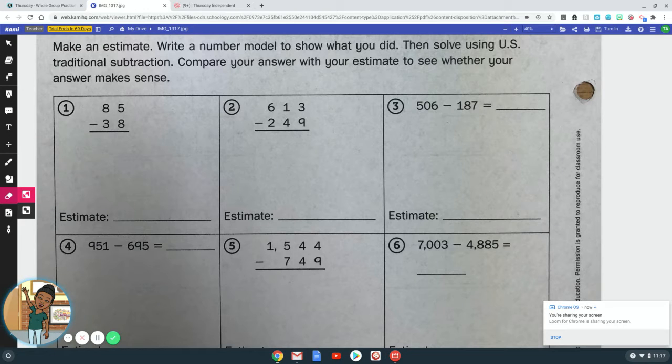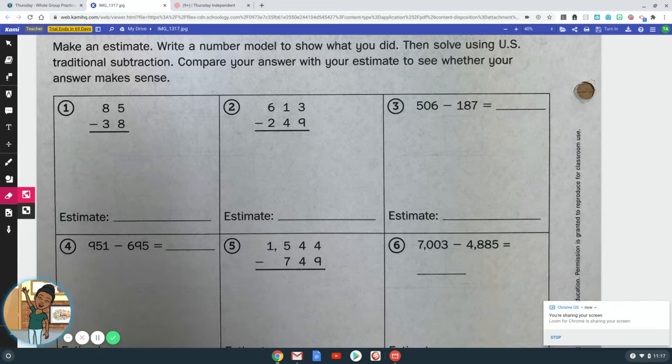Write a number model to show what you did. Then solve using US traditional subtraction. Compare your answer with your estimate to see whether your answer makes sense. Let's start with number 1.